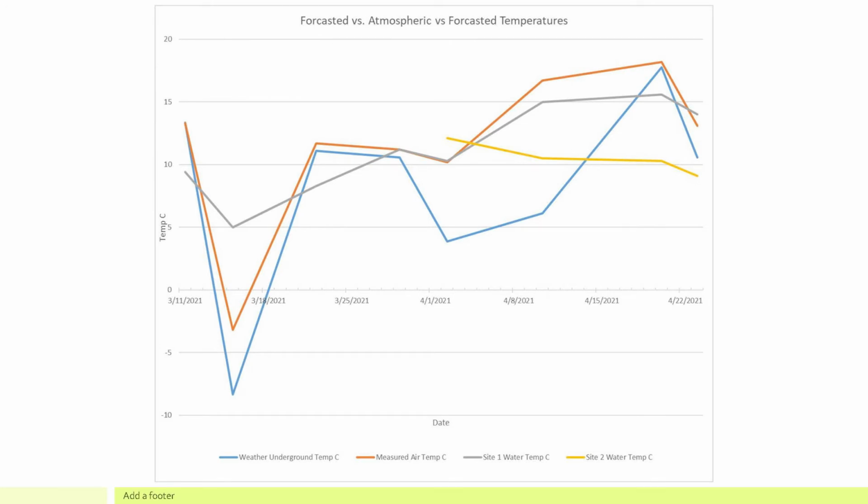The maximum forecasted humidity was 93%. The minimum was 32%, and the average was 48%. For measured atmospheric relative humidity, the maximum measured amount was 53.72%, the minimum was 24.44%, and the average was 39.91%.